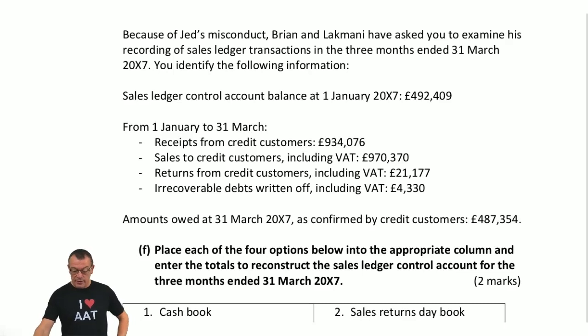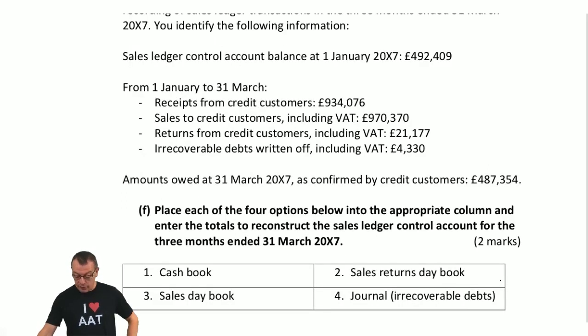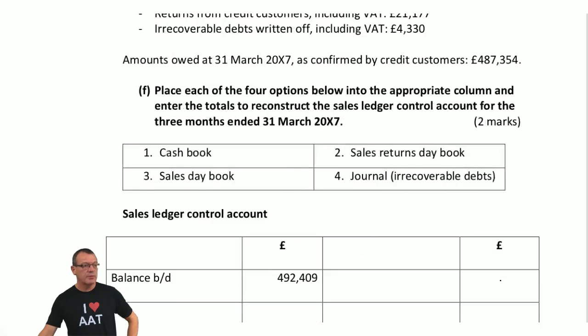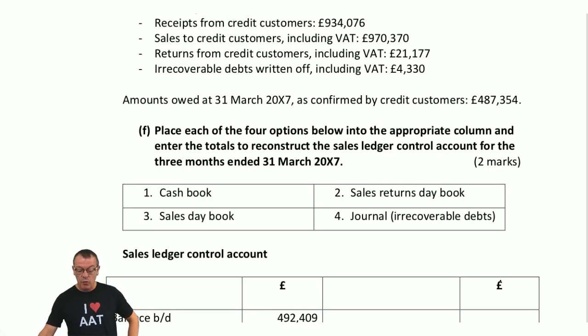2 marks. Nice and easy. Okay, so let's press on. Because of Jed's misconduct, you have to examine the sales ledger. So what have we got here? The sales ledger has 492,409 as an opening balance, brought down, easy enough. And we've got 4 items to journal. So how do we journal these? We have receipts from credit customers, sales returns, and bad debts or irrecoverable debts. So let's have a look and let's post these. One is a cash book. So receipts from credit customers goes into the cash book.